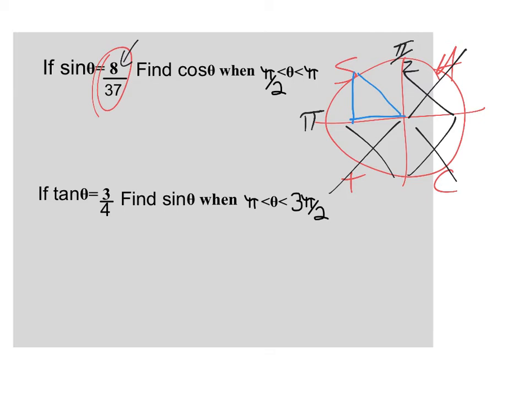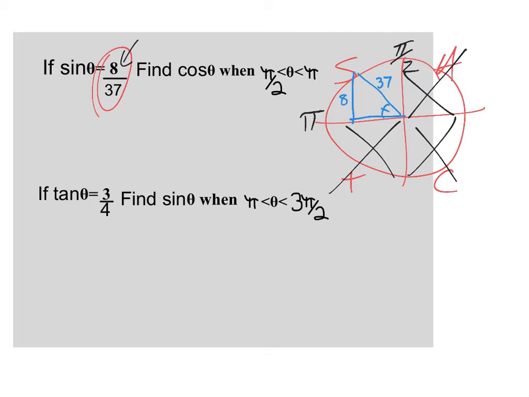All right, sine is opposite over hypotenuse. So this is 8 and this is 37. Even as it is, that's kind of confusing. But when you make the triangles ambiguous, it's easier than when you have one angle that's really small. Okay, so now I've got to figure out what this last side is.